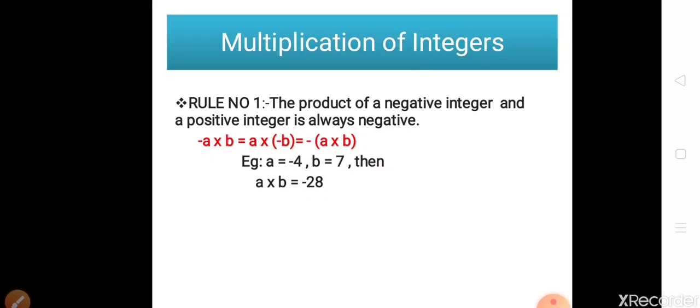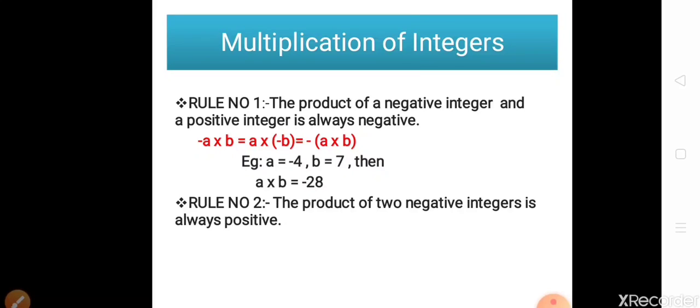Then, coming to rule number 2. Rule number 2 says the product of two negative numbers is always positive. Now this is the second rule that you have to remember always. We will understand this with the help of an example, but first we will express it mathematically. So how does it go?